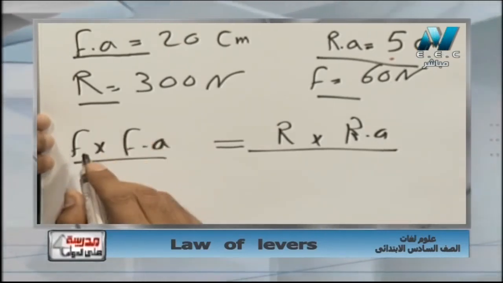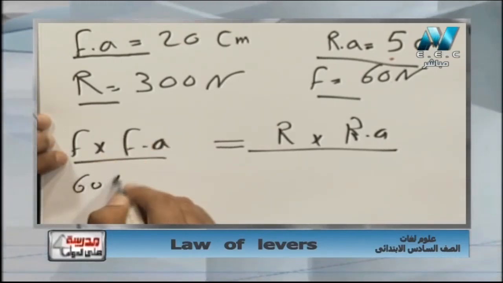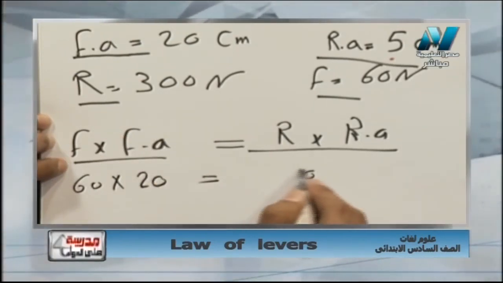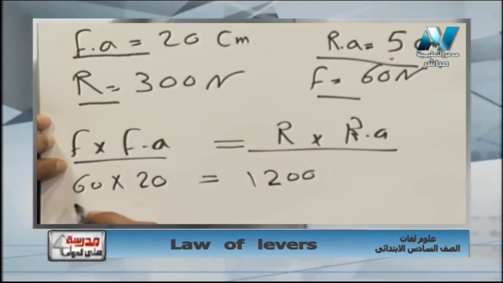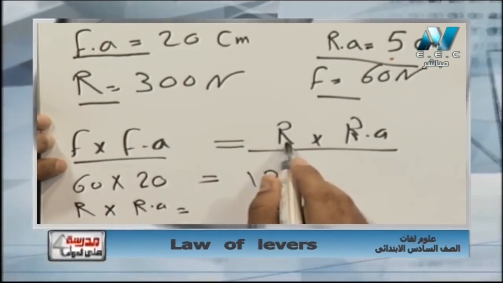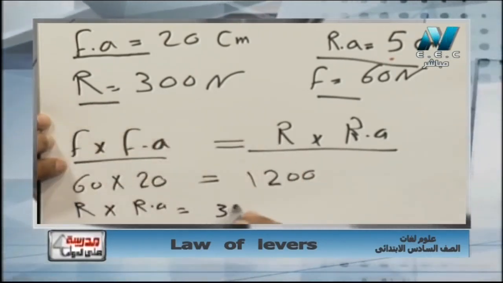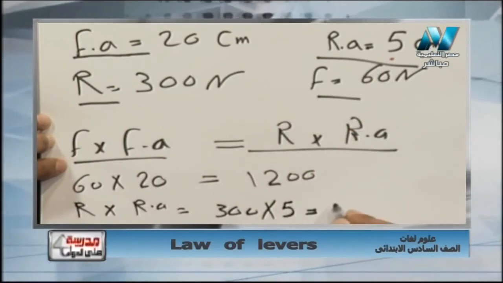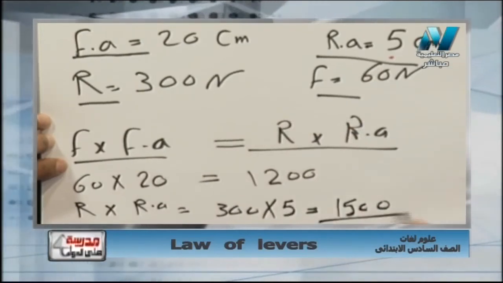Let's see. Force equals 60, force arm times 20. It will be 1,200. Resistance times resistance arm: resistance here is 300, resistance arm is 5. So it will be 1,500.